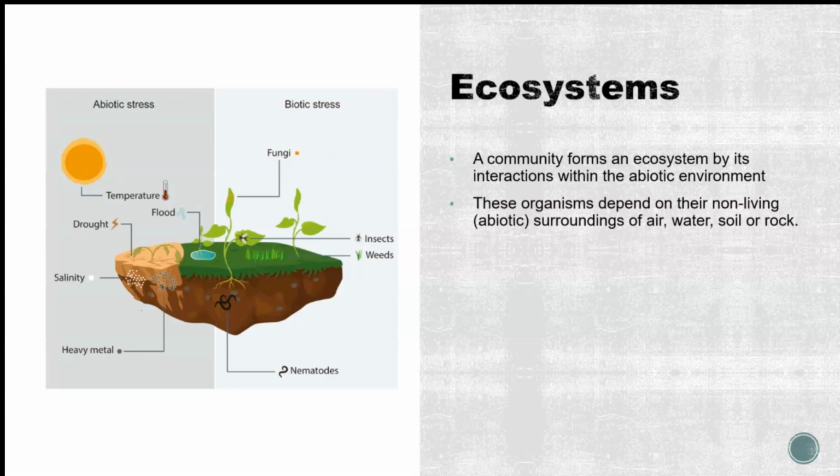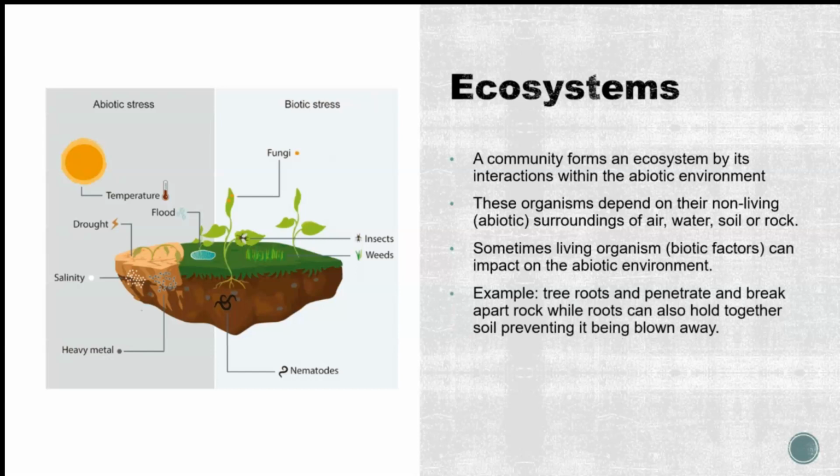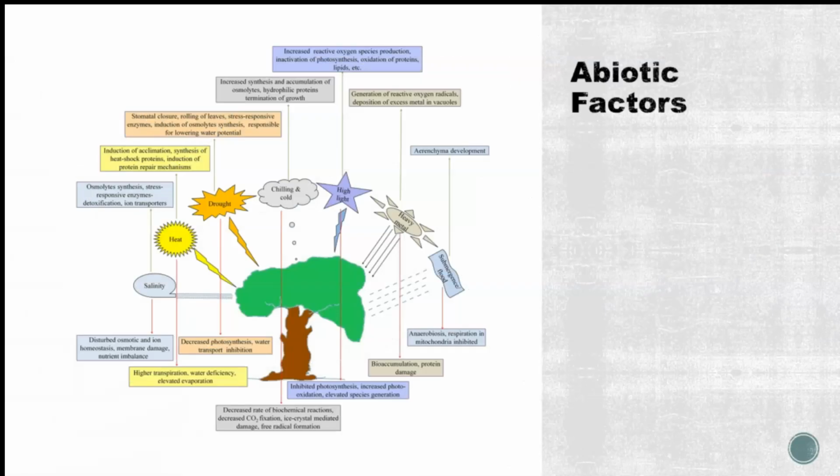Now, these organisms depend on their non-living abiotic surroundings of air, water, soil and rock. Without them, the organism would not live there. Sometimes living organisms, so the biotic factors, can have an impact on that abiotic environment. An example of that is tree roots that penetrate and break apart rock, while the roots can also hold together soil, preventing it from being blown away. So there's a real interaction between the biotic and the abiotic factors.